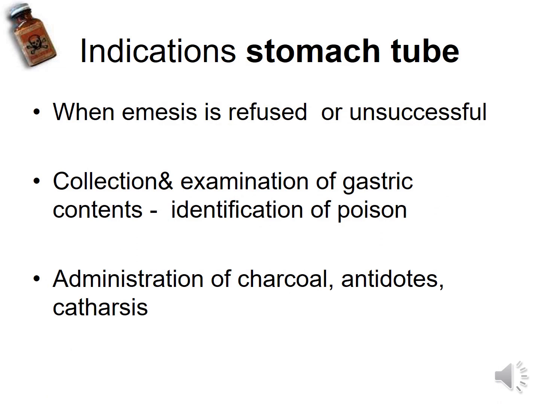Indication of stomach tube is when emesis has failed or is unsuccessful, then you have to go for gastric lavage. So that time you put a stomach tube. Another is for collection and examination of gastric content to identify or analyze the poison. You have to put a stomach tube. And the third indication is while administering activated charcoal, antidotes or cathartics.